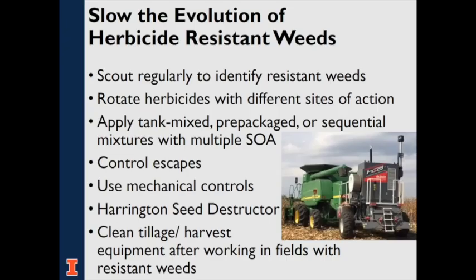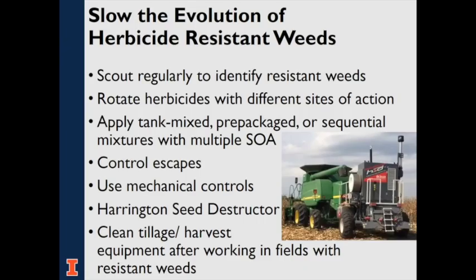Control escapes so that seed spread is halted. Use mechanical controls, cultivate, or hire bean walkers. A way to control weed seeds at harvest is the Harrington seed destructor, which crushes weed seed into a fine powder to prevent germination. Less expensive adapter kits for combines may be available.